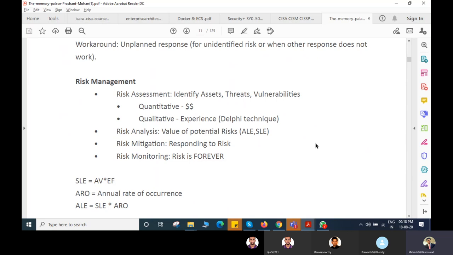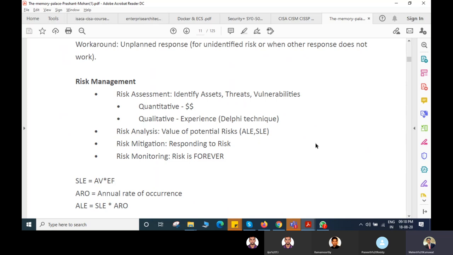We have quantitative and qualitative risk. PDA members, guys, there are two types of risk. One is quantitative risk, which is about dollars, meaning money matters. You analyze those risks as money. Suppose a power failure causes you to lose $5,000. This is your quantitative risk, because you can analyze the loss.